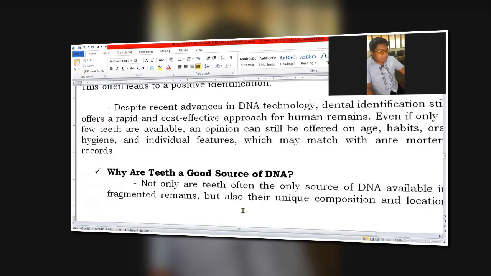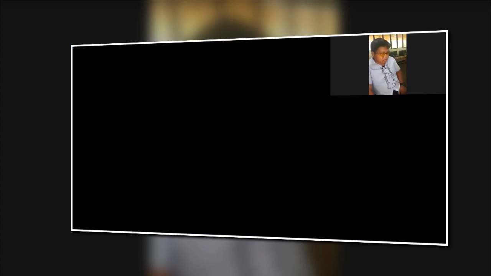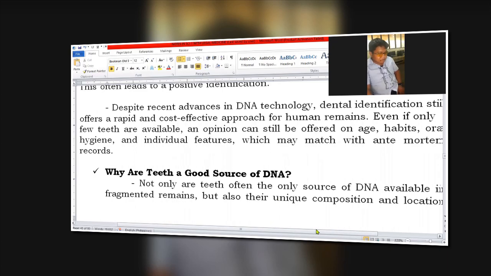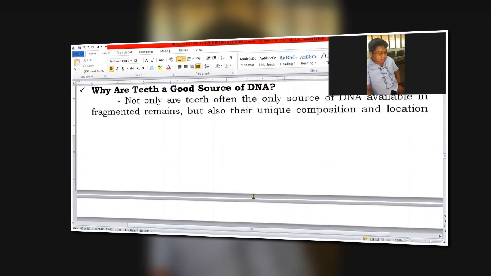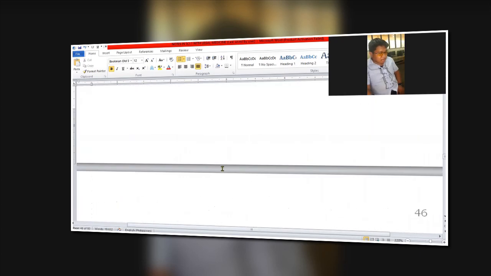Why are teeth a good source of DNA? DNA is different from DNA analysis. The DNA is what is extracted in order to have DNA analysis. Not only are teeth often the only source of DNA available in fragmented remains, but also their unique composition and location provide added protection to DNA.